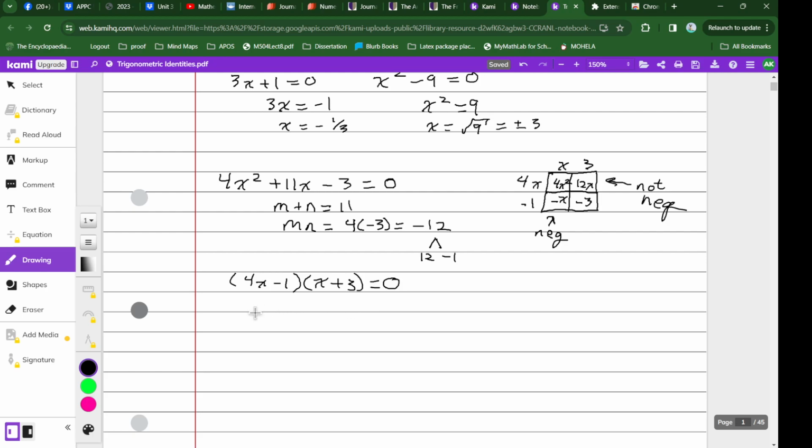So, using the zero product property, this tells me that 4x minus 1 is 0, or x plus 3 is 0. And if x plus 3 is 0, that means that x is negative 3. If 4x minus 1 is 0, that means that 4x is going to equal 1. And then that's going to also mean that x equals 1/4. So we have two answers here. X is negative 3 and x is 1/4.